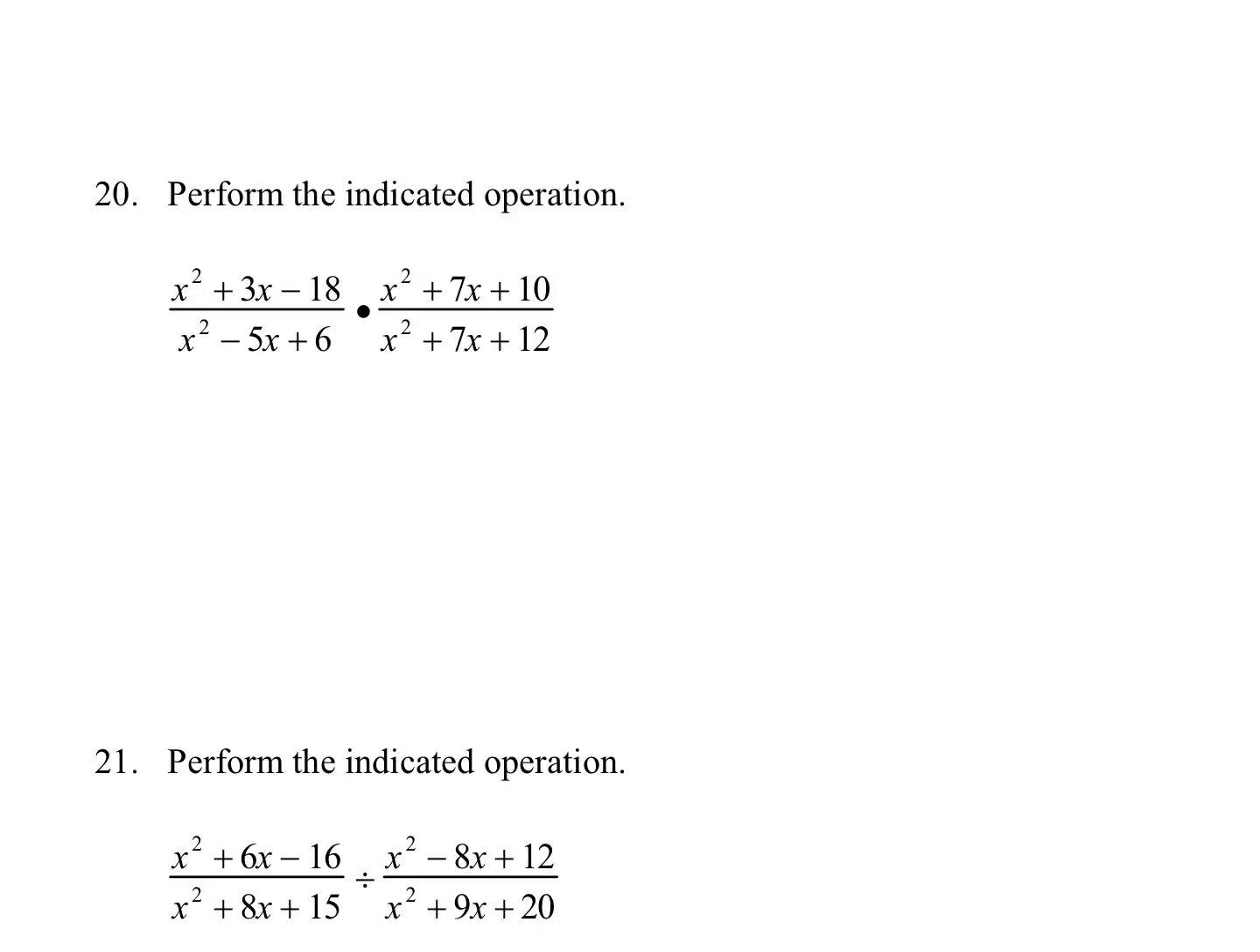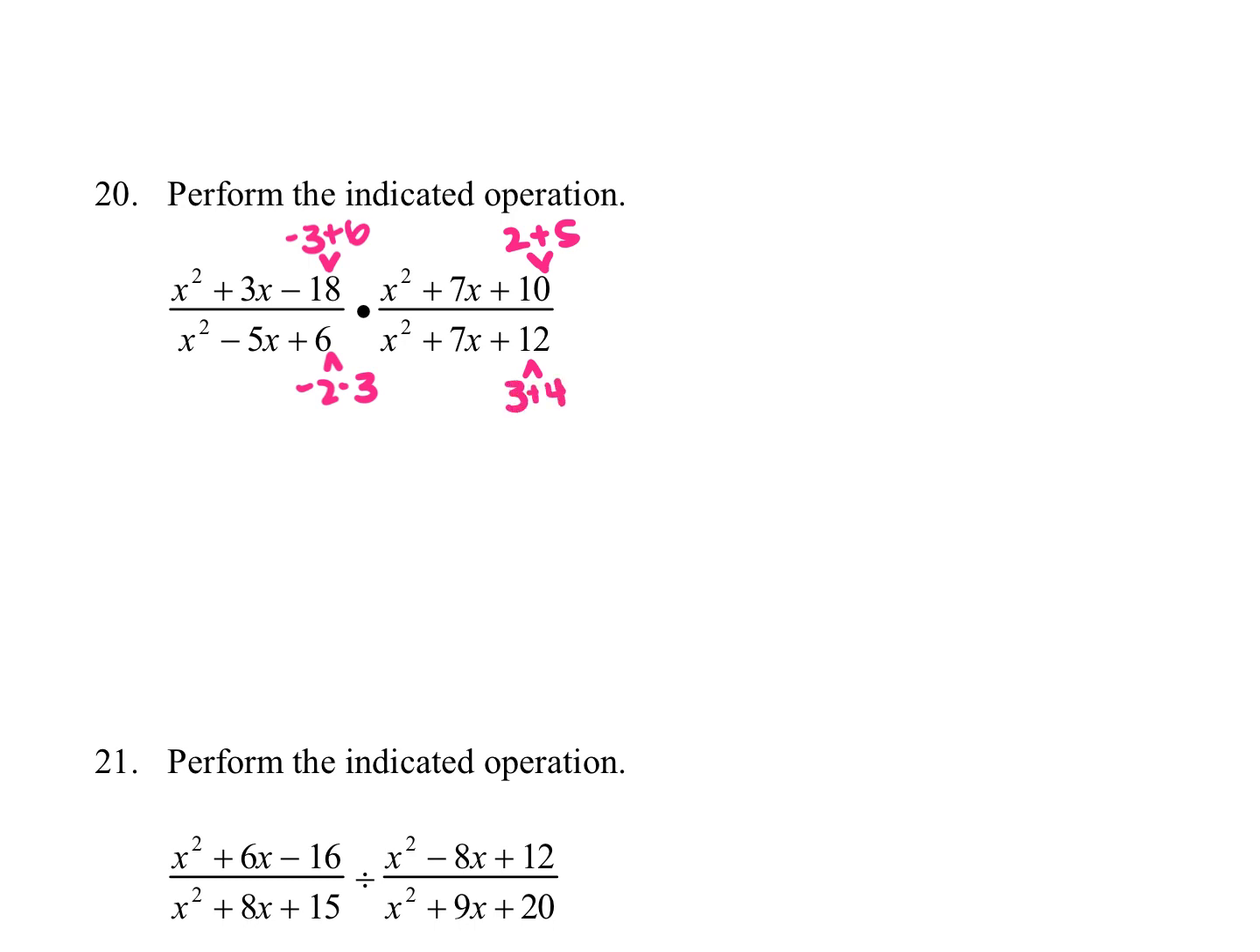For number 20, you are given x squared plus 3x minus 18 over x squared minus 5x plus 6, times x squared plus 7x plus 10 over x squared plus 7x plus 12. You need to factor all of the numerators and the denominators here and see what you can cancel out before you multiply. So that negative 18 has factors of negative 3 and positive 6. The 6 has factors of negative 2 and negative 3. 10 has factors of 2 and 5. 12 has factors of 3 and 4.